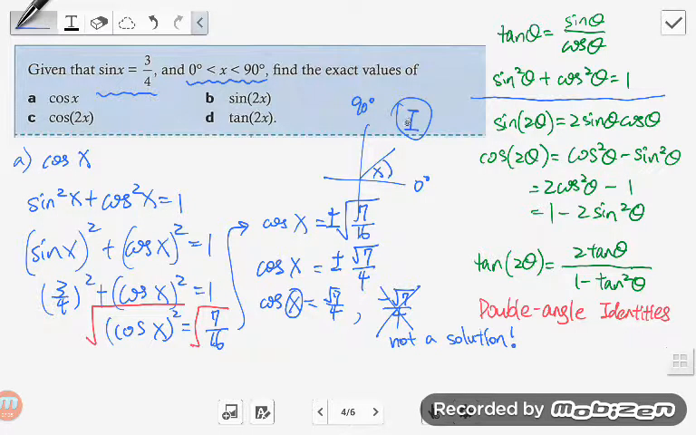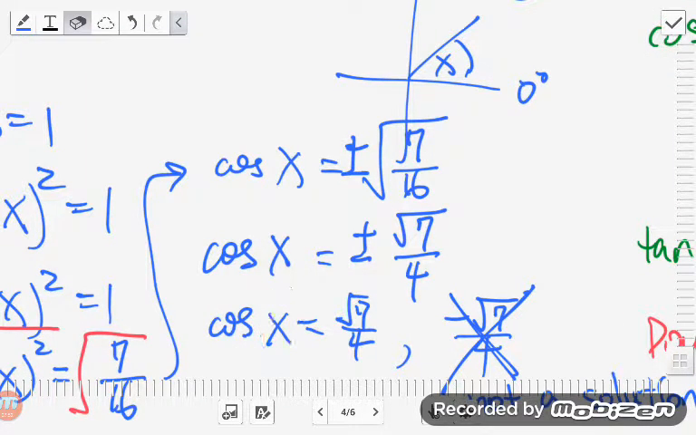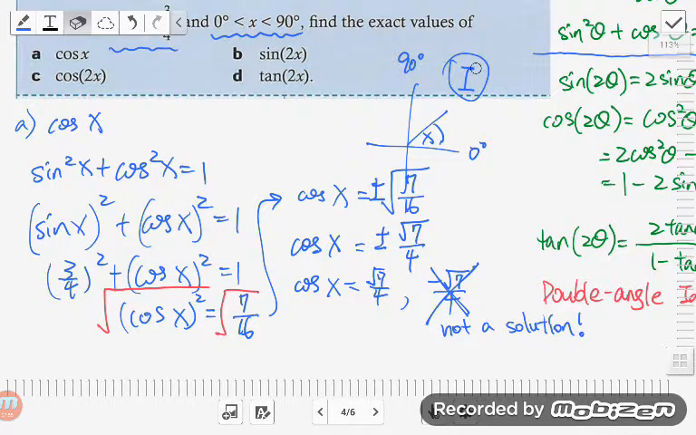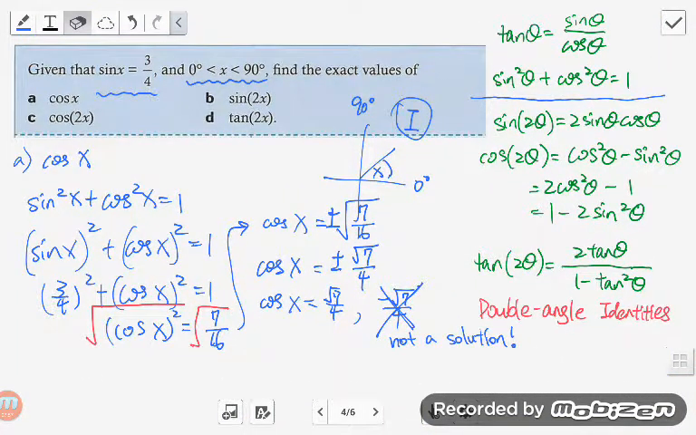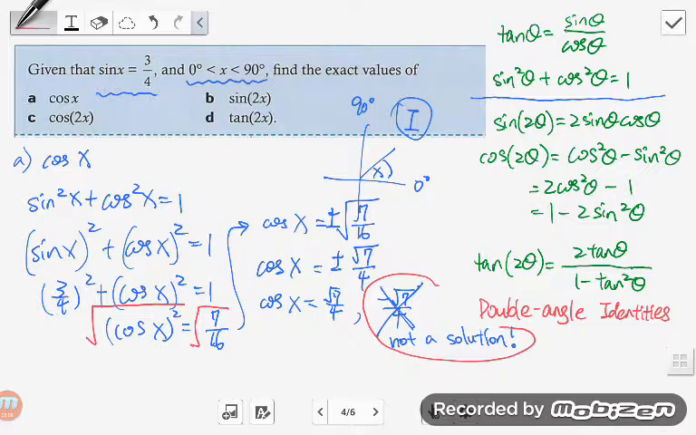If my angle is in quadrant 1, what is my cosine value going to be? Can it be negative? Quadrant 1 is over here. So my cosine value of that angle cannot be negative. And that's the reason why I cancel it out. So the only cosine value of the angle x is root 7 over 4. All right? I hope you guys understood this part where I'm canceling out the negative part. That is very, very important, okay? Because that's what the concept is all about.